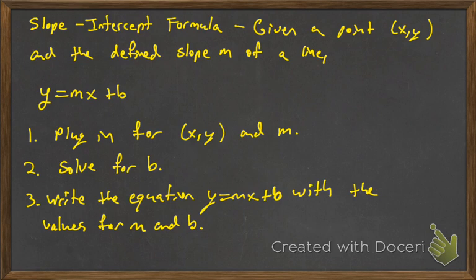We also have the slope-intercept form, and if you're given a point (x, y) and the slope m of a line, the slope-intercept formula is y equals mx plus b, and the procedure for that is plug in for the x, y, whatever you're given, and also the given slope m. If you're given 2 points, find the slope first, and then just use one of the points as your x, y. Doesn't matter which one. Solve for b, and then write your equation y equals mx plus b with the values for m and b. So there may be slightly more work for the slope-intercept form. So we're going to go through a couple examples where we write the equation of the line. So let's go and see what happens.